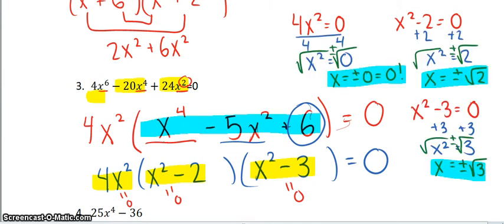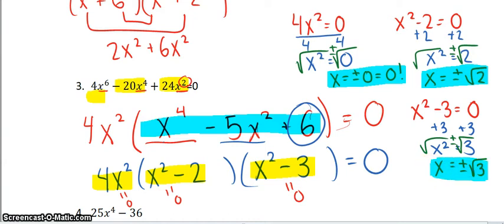I hope you all paused the video and are coming back with these answers. Sorry I write so big, I kind of ran out of room and rearranged some things. But your answers should be x is equal to 0, x is equal to plus or minus root 2, and x is equal to plus or minus root 3.